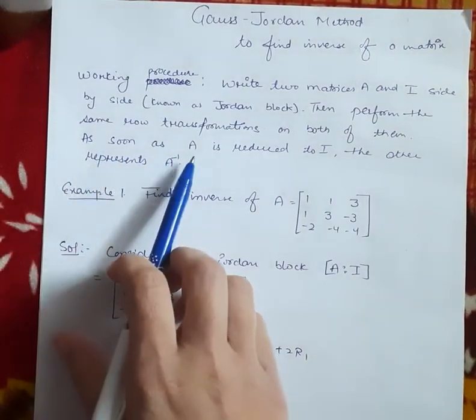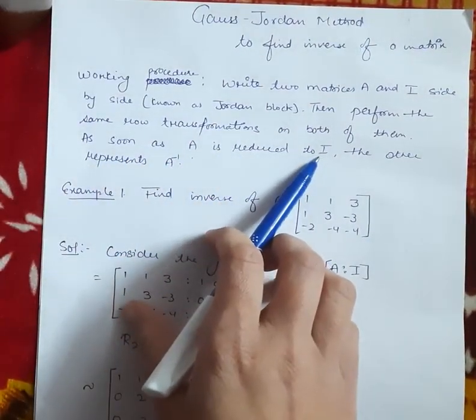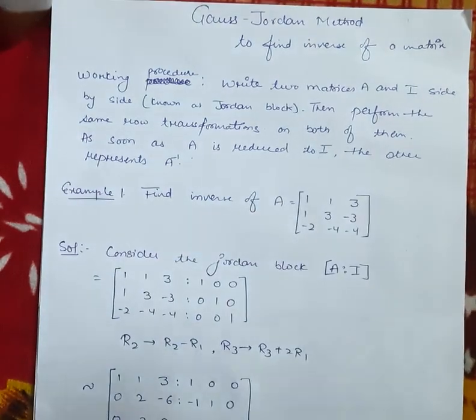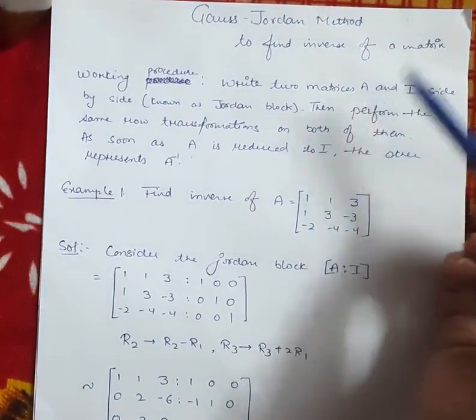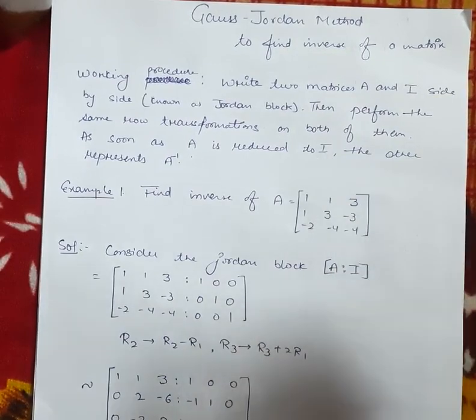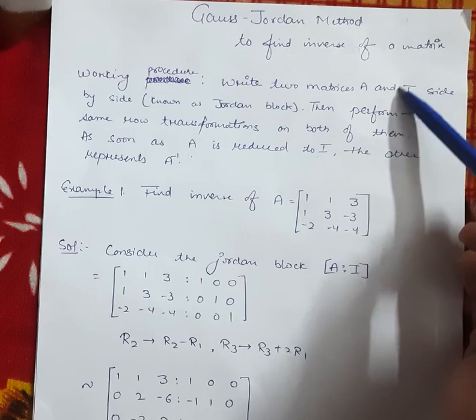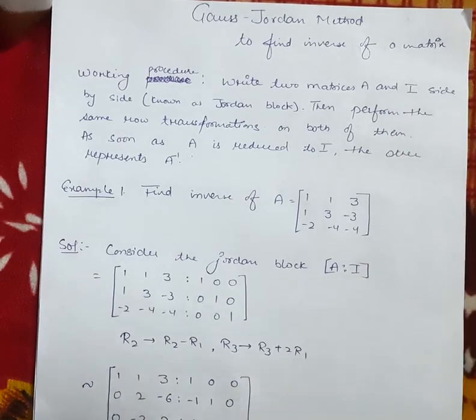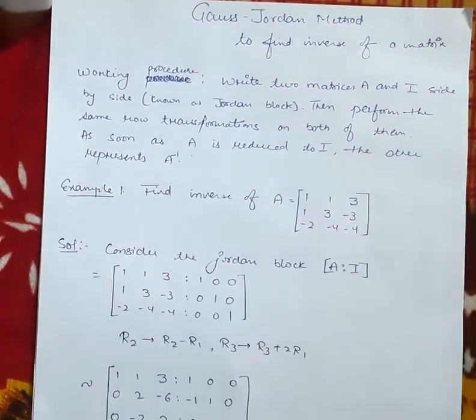As soon as the matrix A is reduced to the identity matrix, our target is that the matrix on the left side, A, is made the identity. The other matrix, that is I, will now also be reduced to a new matrix, and that matrix is going to give us A inverse.